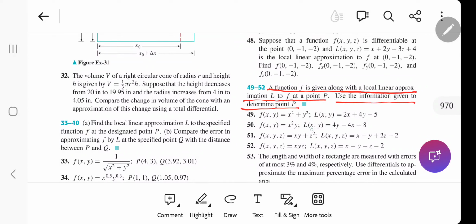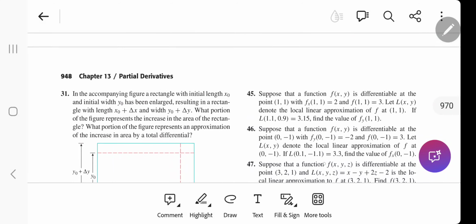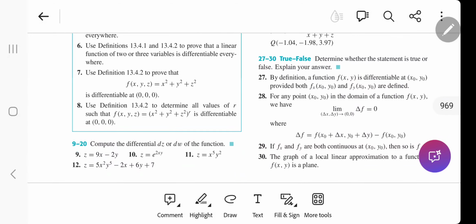This is a question which is not to find the local linear approximation. Here the function and its local linear approximation are given, but the point P, which should be some x0, y0, is not given. You want to find that. So that's another type of question. You can try that. Direct questions also will be there.